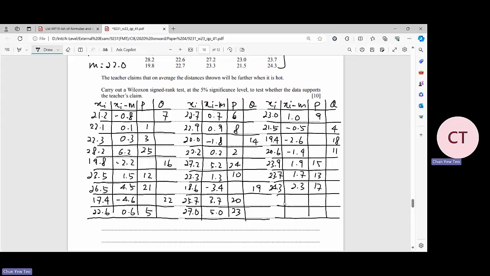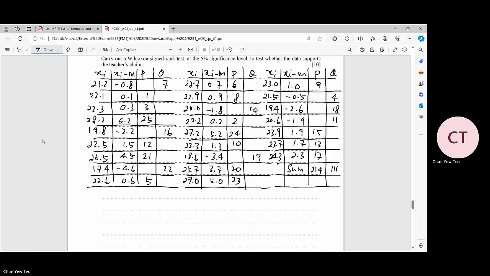So I need to find the sum for the P and the sum for the Q. So the sum for the P, this one is 214. This one is 111.